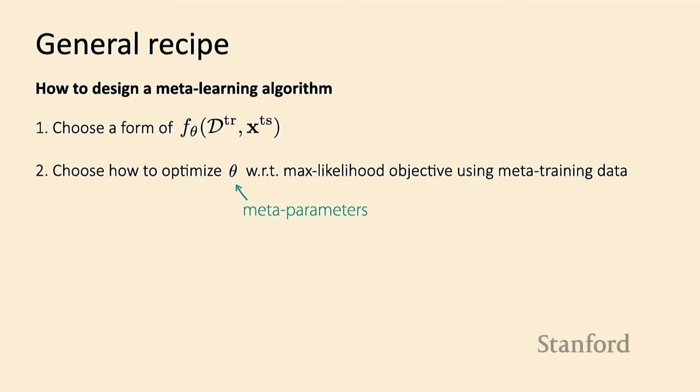Yeah? Is x test the test data of the test task, or the train data of the test task? Xtest is the test data for the task that is specified by dtrain. So dtrain and xtest are both from the same task. During meta training time, that's going to be one of the meta training tasks. If you're at meta test time, that's going to be one of the new tasks that you haven't seen before.